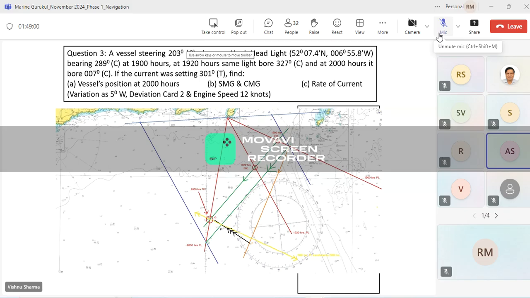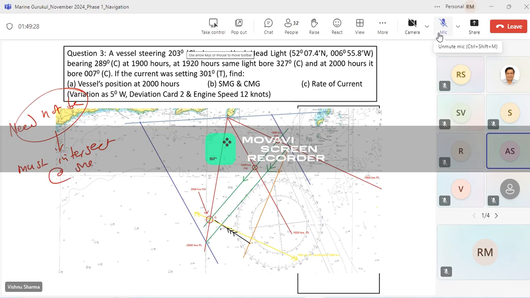Question number 3. Sir, in this case, all the 3 bearings are from the same lighthouse. I said they must intersect at one point. In this case, they are intersecting at the lighthouse. I used my words very carefully. I said they need not be from the same light. What is the requirement? They must intersect at one point.